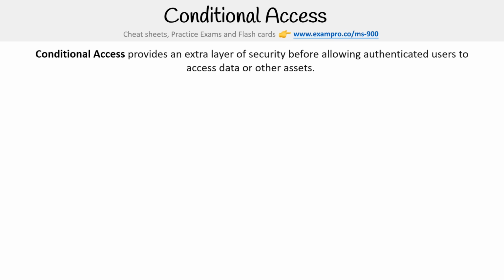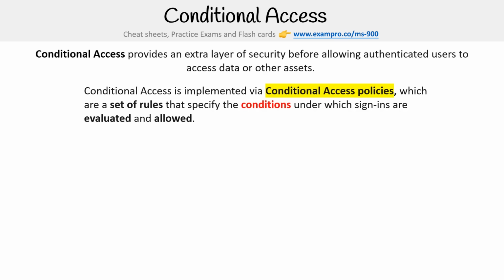Hey, this is Andrew Brown from ExamPro, and we'll be taking a look at conditional access, which provides an extra layer of security before allowing authenticated users to access data or other assets. So, conditional access is implemented through conditional access policies, which are a set of rules that specify the conditions under which sign-ins are evaluated and allowed.